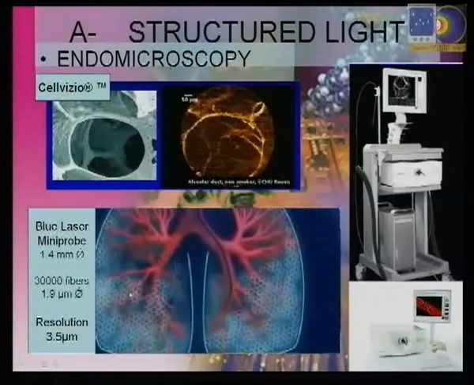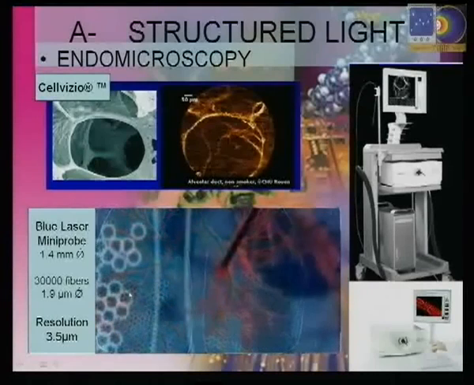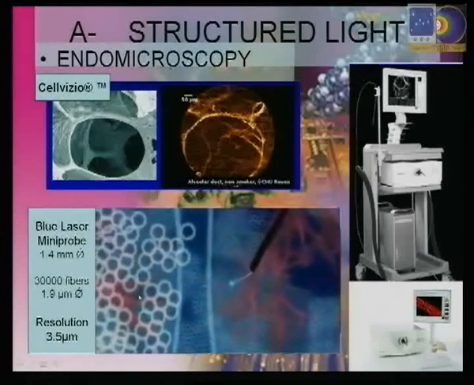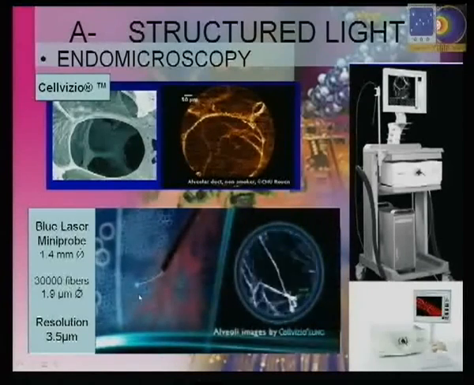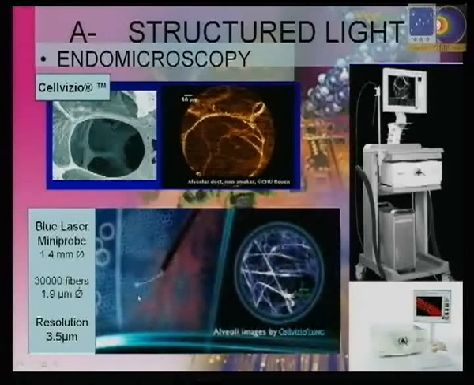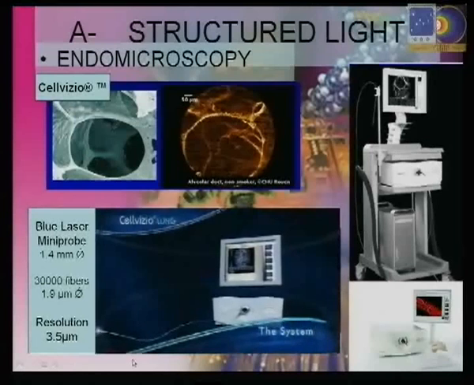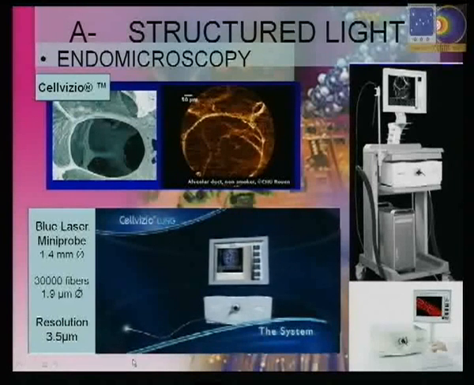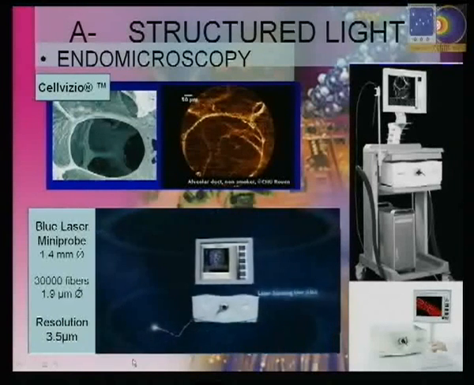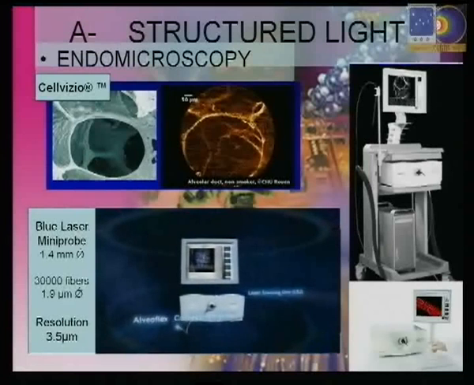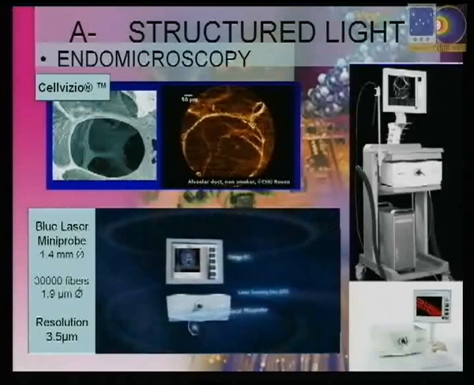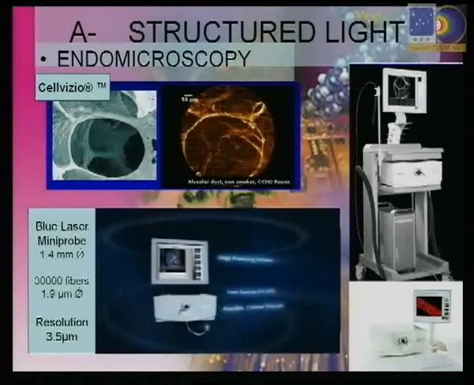Cellvizio Lung begins where bronchoscopes stop. It can reach the alveoli and visualize their dynamic process at a microscopic level. Specifically designed for microscopic observation in the lung, the system comprises a laser scanning unit, the Alveoflex confocal mini probe, and a proprietary image processing software.